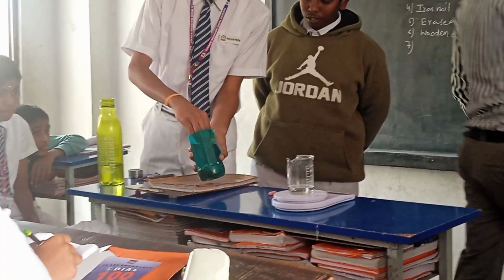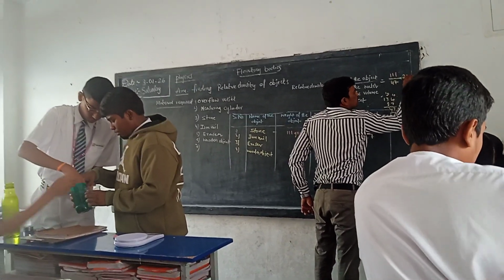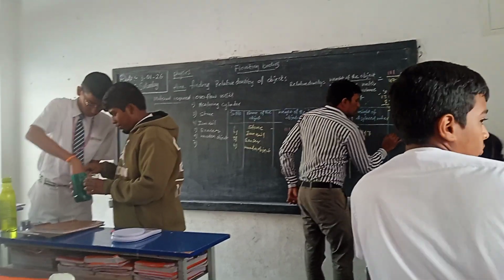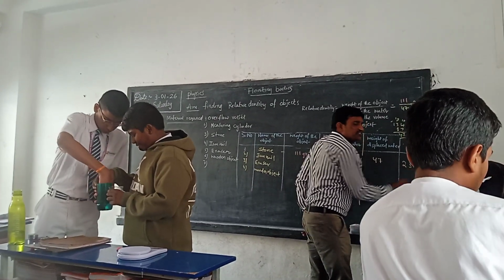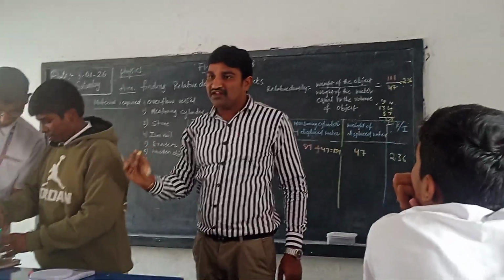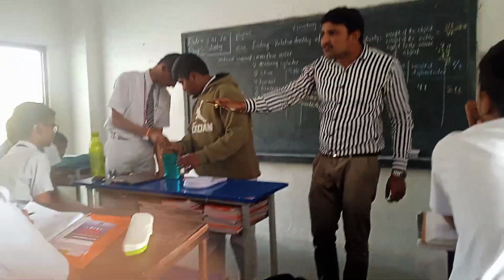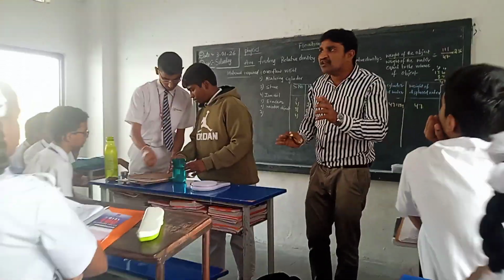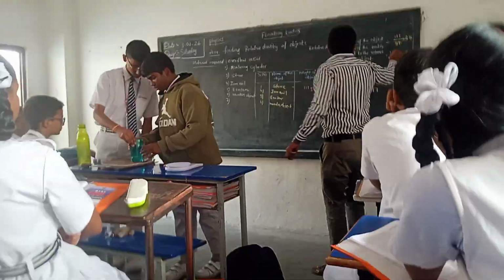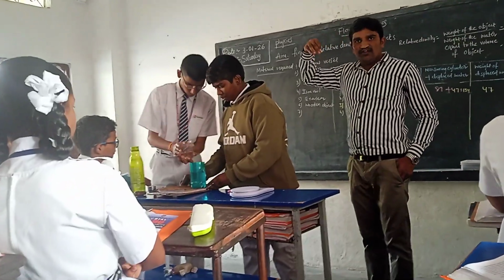2.36. Okay, very good. 2.36 is the relative density of this stone. This relative density is more than 1, so the stone sinks in the water. When the relative density value is more than 1, the object sinks in water.